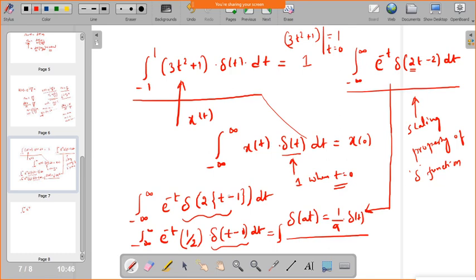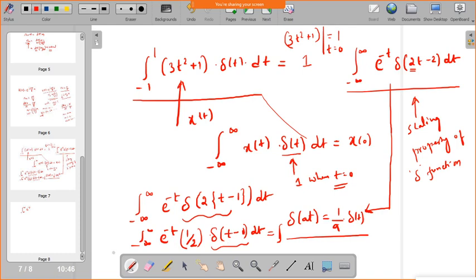So del of 2 into t minus 1. Now apply the scaling property for this. So you will get 1 half into del of t minus 1. Now this function will become equal to 1, that is, integration of whatever the function into del of t minus 1 into dt. This will become 1 when del equal to del, that is, t value equal to 1.